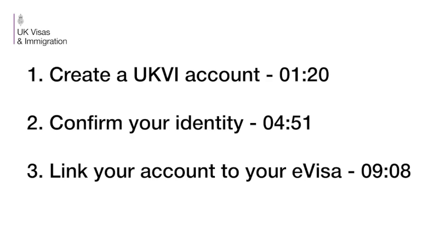In the first step, you will be asked to provide your personal details and login information. In the second step, you will be asked to confirm your identity using the UK Immigration ID Check app. In the third and final step, you will be asked to provide additional information to complete the setting up of your account. If you are partway through setting up your account, you can skip to the part you need by going to the times showing on the screen.